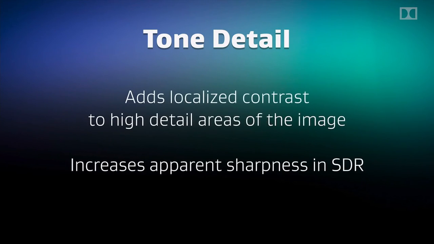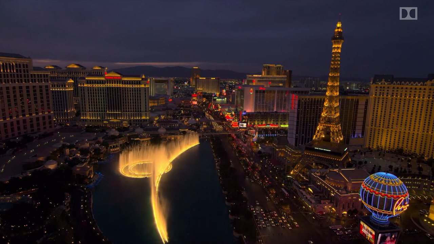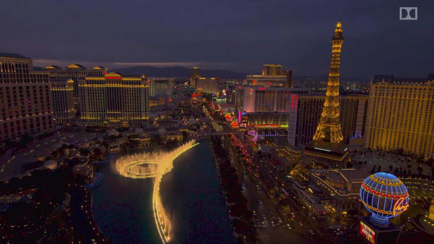Next up, tone detail. This is a bit like sharpening. It adds localized contrast to higher detail areas. This can be useful because HDR grades appear to the eye very sharp due to their superior contrast. Sometimes that sharpness doesn't always carry over to the SDR target. In a shot like this, all the little details on the Vegas Strip appear very sharp in HDR, but the SDR feels a little soft. I'm just going to dial up the tone detail a bit to add some sharpness to the SDR version to compensate.